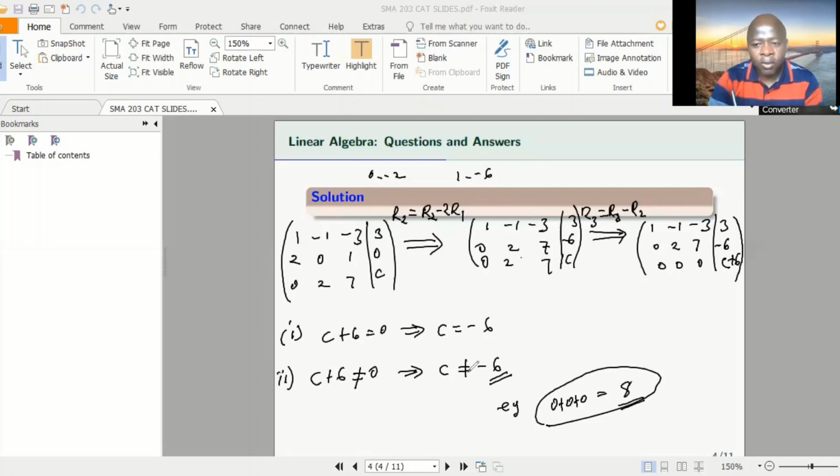So what was the question? The question was, what condition should C satisfy so that the system has no solution? And I've said that for the system to have no solution, C should not be equal to -6. And that is how you answer this question. So let's look at the next question.